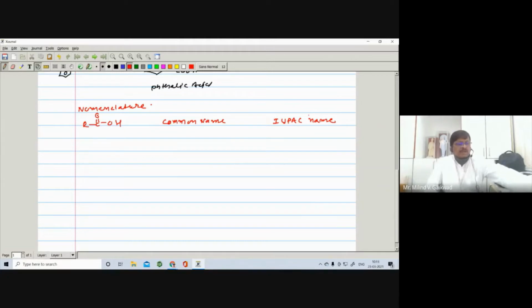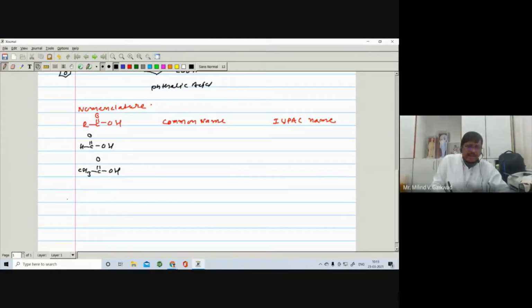Here, for example, R is H: H C double bond O OH. If R is CH3: CH3 C double bond O OH. Similarly, we can increase the number of carbon atoms. CH3 CH2 C double bond O OH contains 3 carbons. Similarly, 4 carbons: CH3 CH2 CH2 C double bond O OH, and we go on increasing the number of carbon atoms, 4, then 5, then 6, and we can write a number of examples.